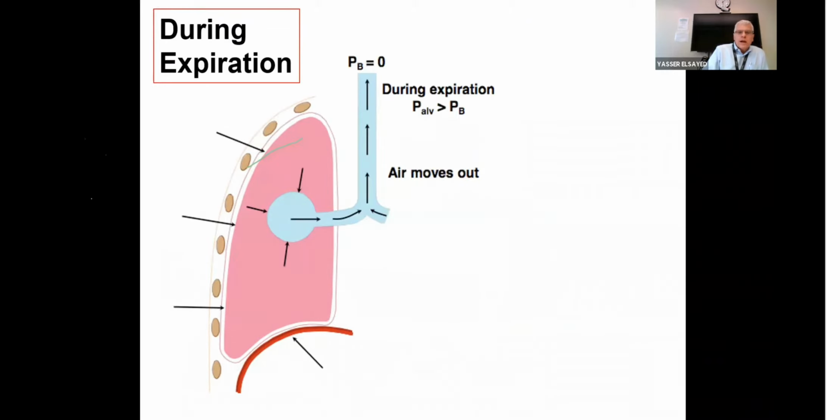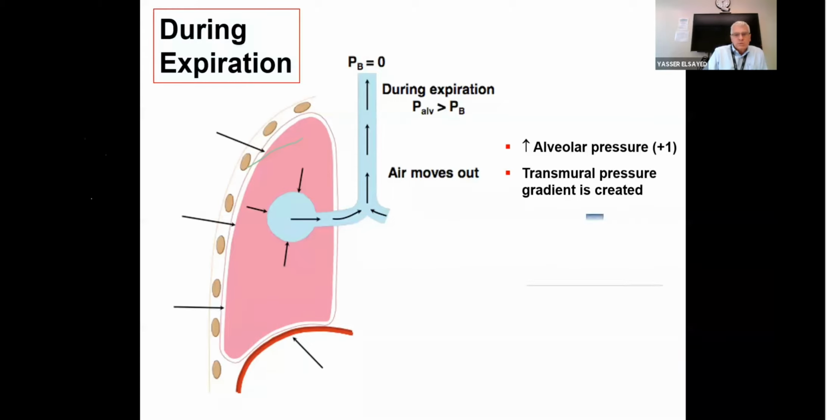Now, what happens when the lungs start deflating? The pressure inside the alveoli goes up and becomes positive in relationship to the atmospheric pressure. So now it's +1. Okay, so increased alveolar pressure of +1 becomes positive in relationship to the atmospheric pressure. So you have created a transmural pressure, and then the air moves out of the lungs. Okay, I hope this was clear. So again, it's all physics. Okay, all relationship to pressure differences and volume differences.